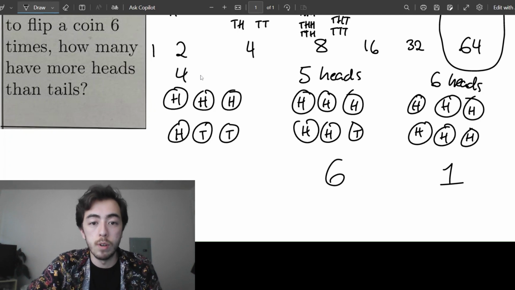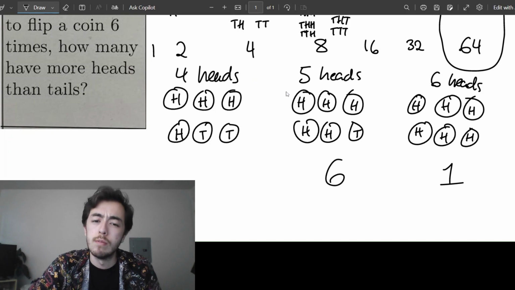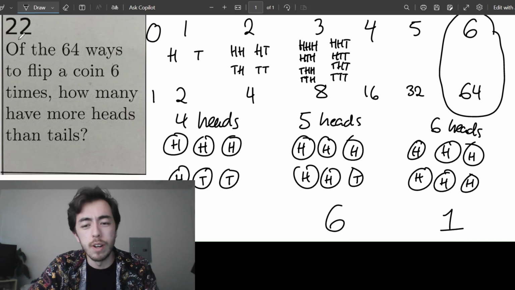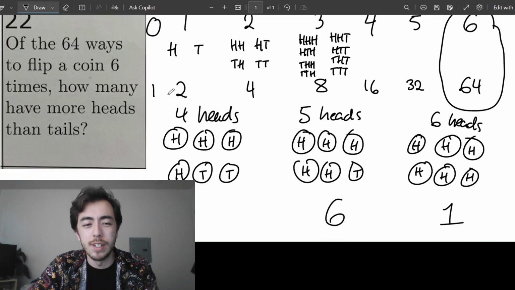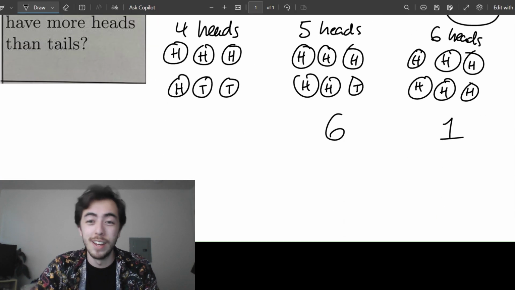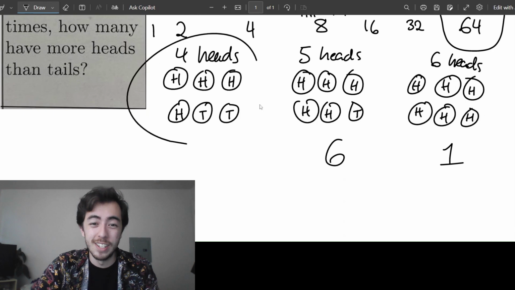And then for 4 heads, oh wait, hold on. This feels kind of small. The answer is 22, right? So I guess I'm going to get whatever 22 minus 7 is right now. So I guess there's going to be 15 here. Let's hope so.